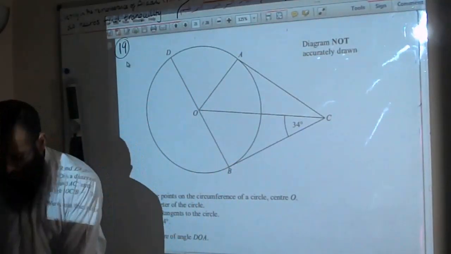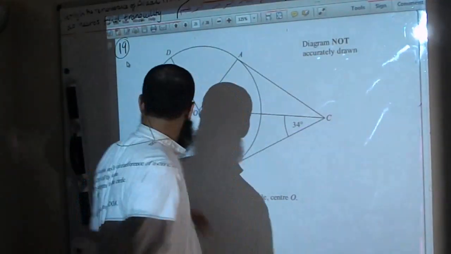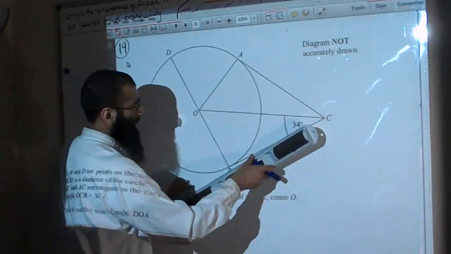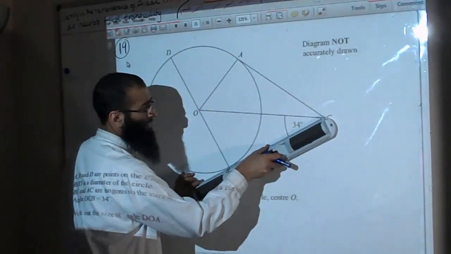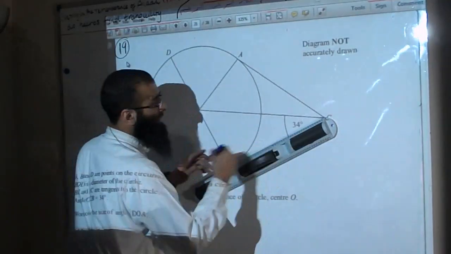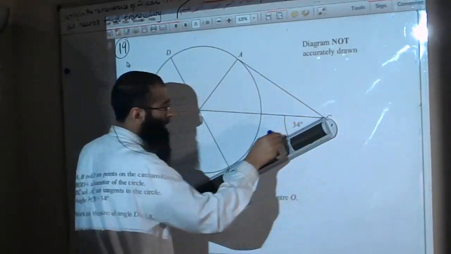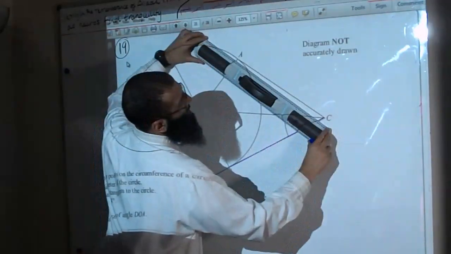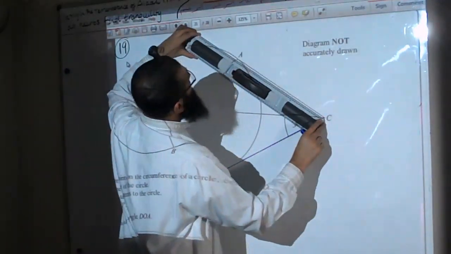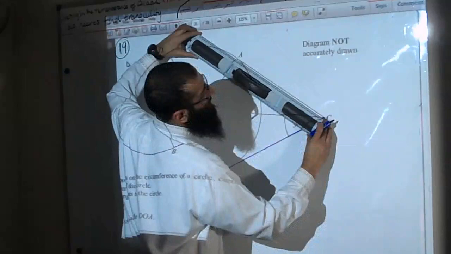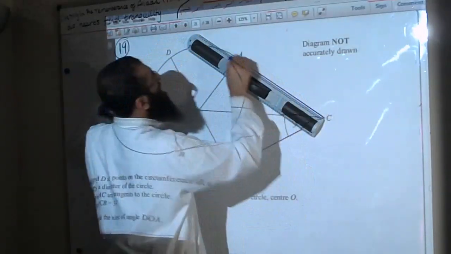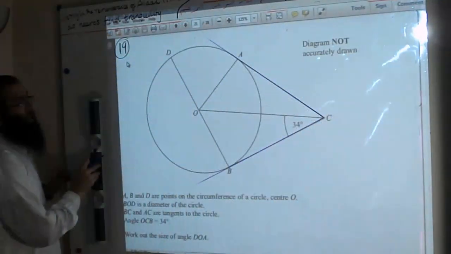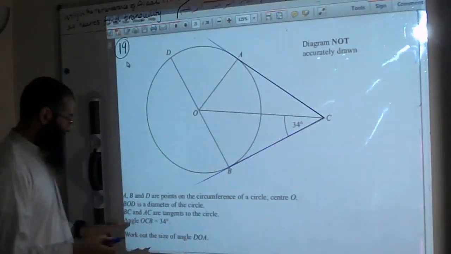Okay, now normally when we have tangents drawn in the questions that we do, do the tangents stop at the circle or do they carry on going? The one that we normally see, carry on going. So I'm just making mine slightly longer, so it looks like a tangent to me. Okay, now that looks nice, that's a tangent.